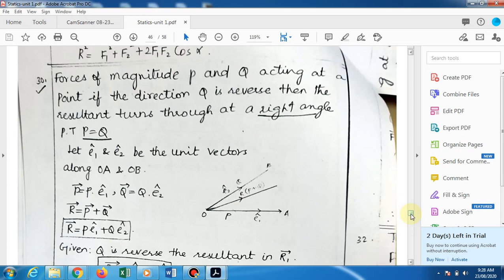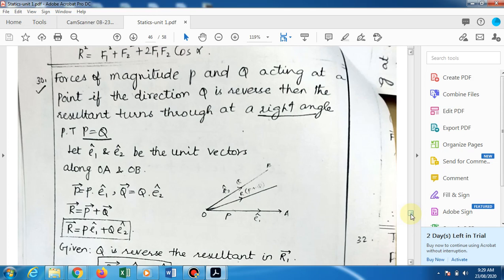Let E1 cap and E2 cap be the unit vectors along OA and OB. You see the diagram. Then P vector is equal to P into E1 cap, and Q vector is equal to Q into E2 cap. Therefore R vector is equal to P vector plus Q vector. R vector is equal to P into E1 cap plus Q into E2 cap.